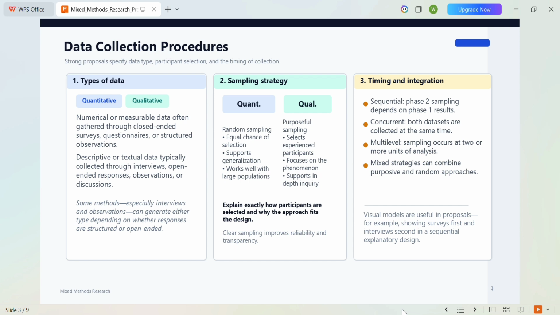And then timing and integration. Decide if you want to collect data sequentially, meaning one phase after another, concurrently, at the same time, or multi-level, which means across different units or groups.